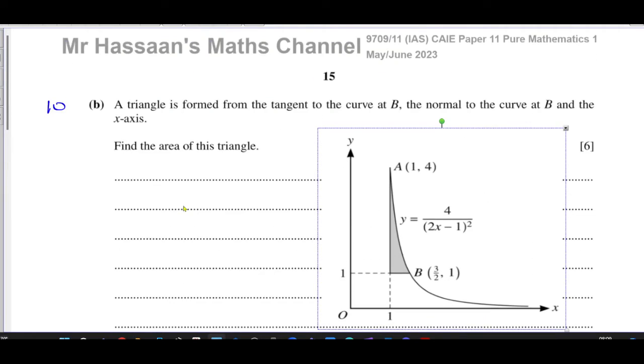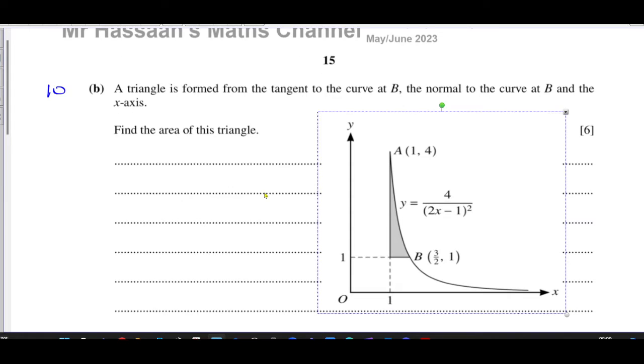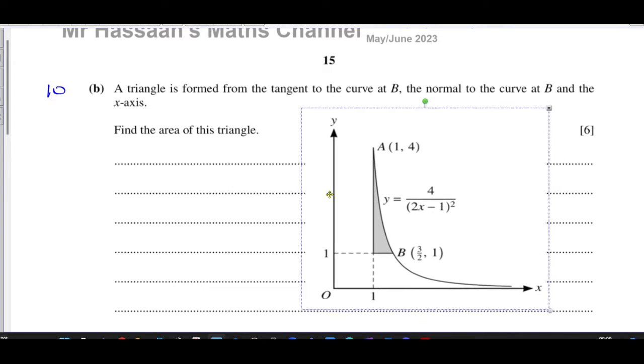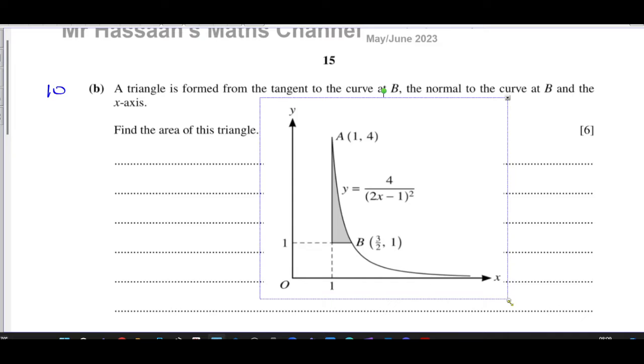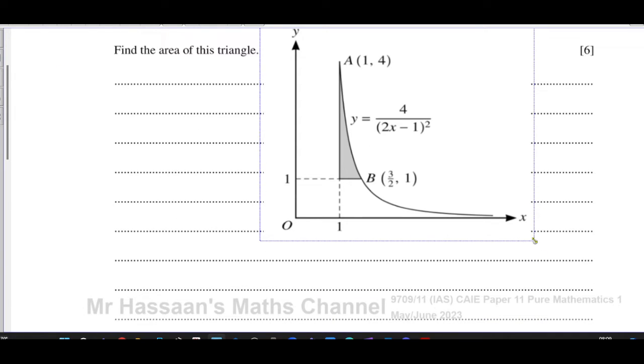Now it says here, a triangle is formed from the tangent to the curve at B and the normal to the curve at B and the x-axis. Find the area of this triangle. So let me make it bigger to make it clearer for us.